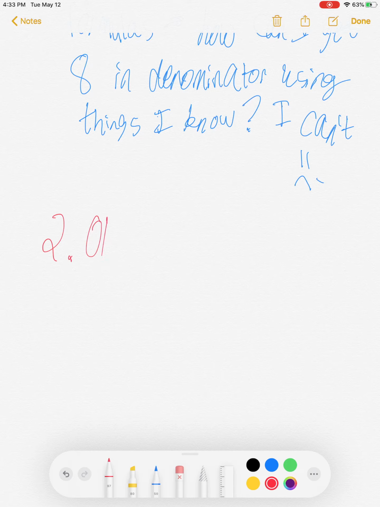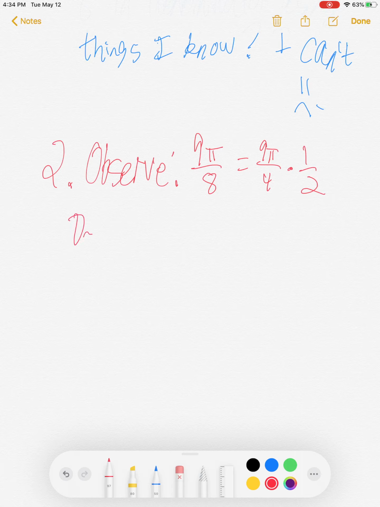The second thing which I tried, well, really, it's more, I started with this observation. I observed, well, 9 pi over 8, that's just 9 pi over 4 times a half. Right, so I don't know 9 pi over 8, but I do know that it's 1/2 of something which I do know. So then the question became, do I know any half angle identities?